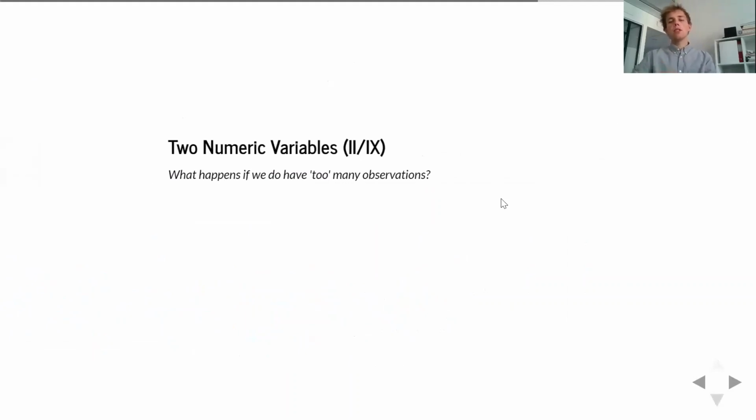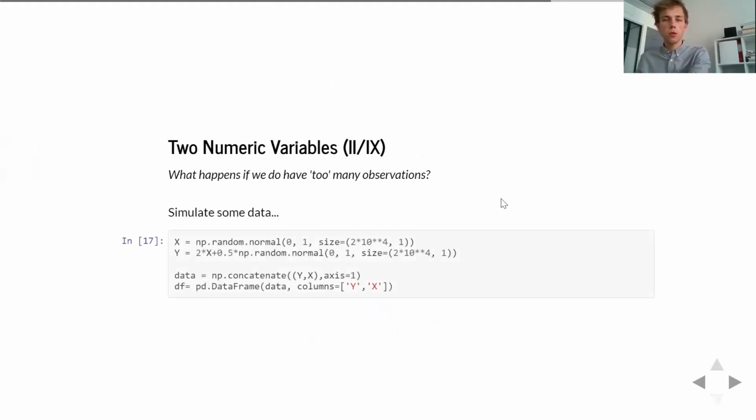Okay, so what happens if we have too many observations, as I just talked about? In order to show you this, I'm going to simulate and draw 20,000 observations from a standard normal distribution, and then I'm drawing associated targets, y observations, and I specify that I want to have a clear positive relationship between y and x, but there should also be some noise in this relationship. And then I'm creating a data frame out of it.